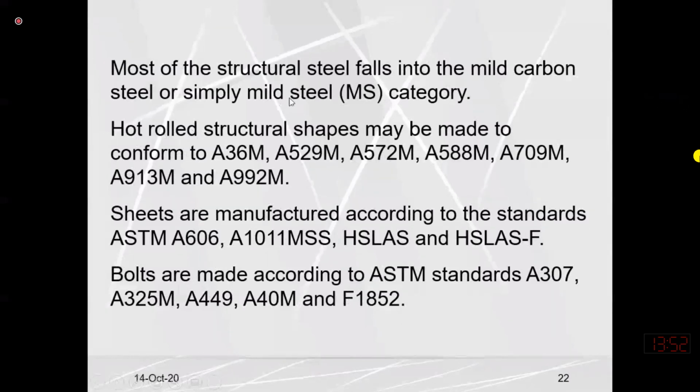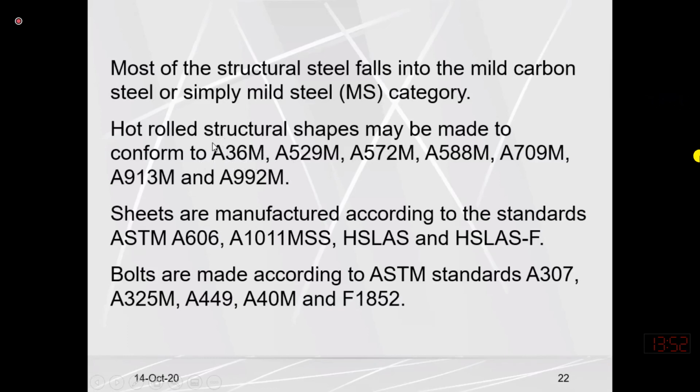Most of these structural steels fall into mild carbon steel and simple steel. MS means mild steel. So hot rolled structural shapes may be made to conform to these, which are different types of steel. All the steel structural shapes, maybe I section, channel section, angle section, might be made of this steel. So A36M is the steel.